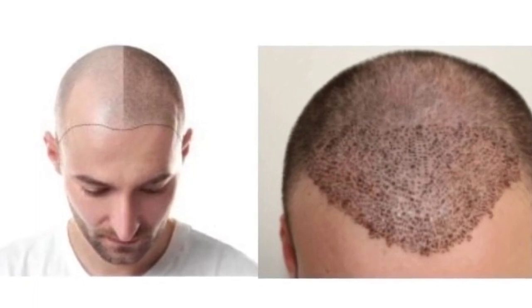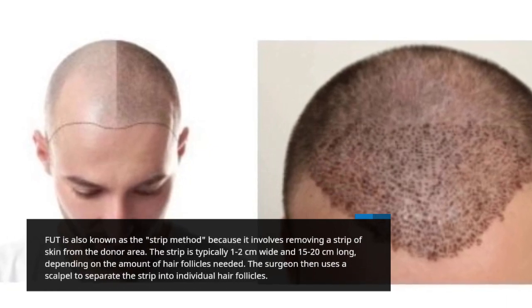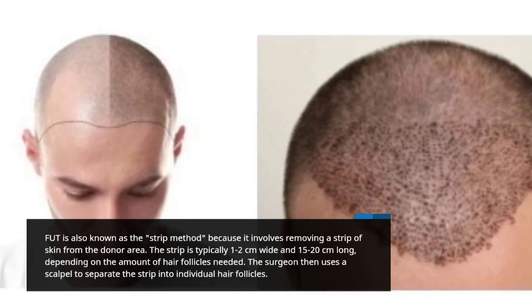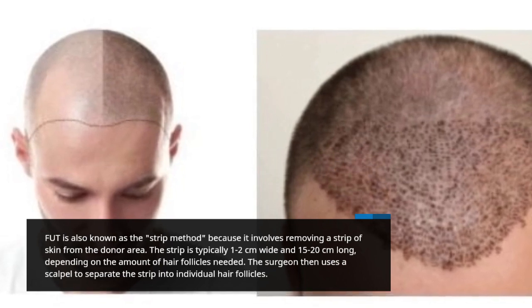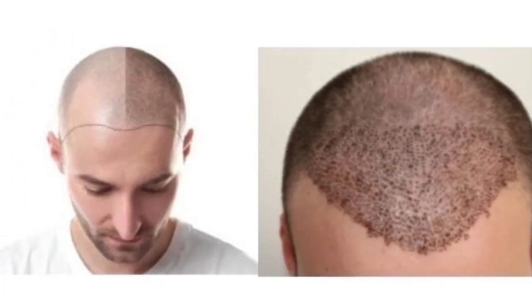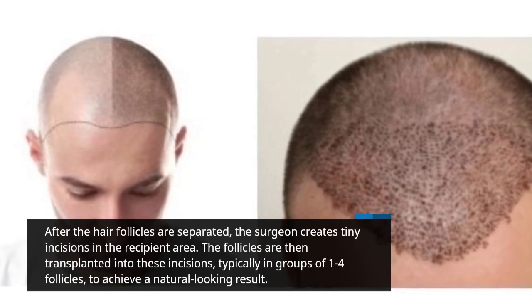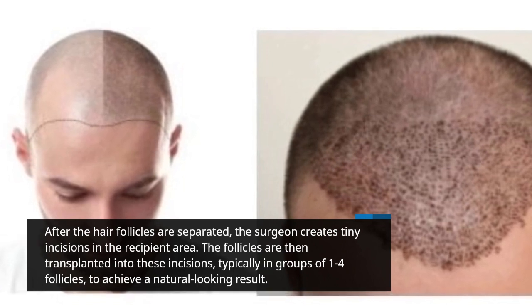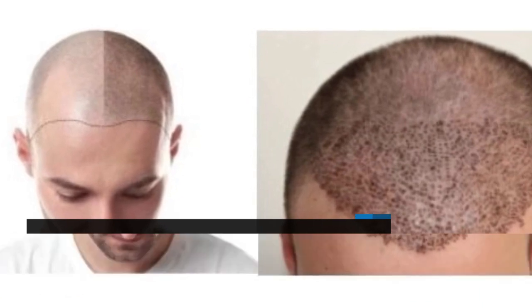FUT is also known as the strip method because it involves removing a strip of skin from the donor area. The strip is typically 1 to 2 cm wide and 15 to 20 cm long, depending on the amount of hair follicles needed. The surgeon then uses a scalpel to separate the strip into individual hair follicles. After the hair follicles are separated, the surgeon creates tiny incisions in the recipient area. The follicles are then transplanted into these incisions, typically in groups of 1 to 4 follicles, to achieve a natural-looking result. Follicular unit extraction, FUE.